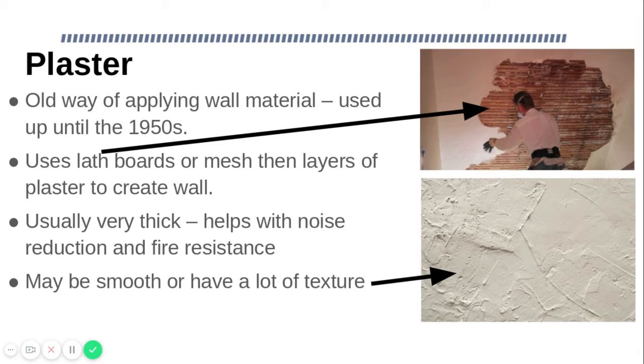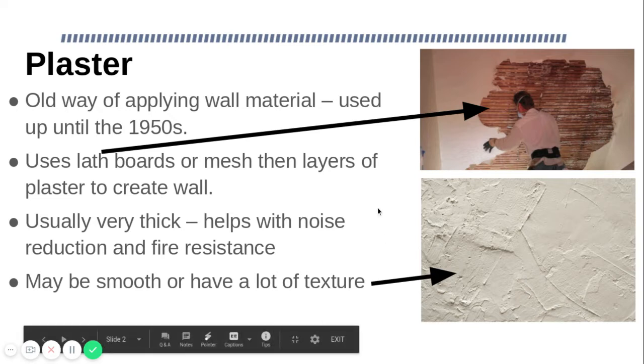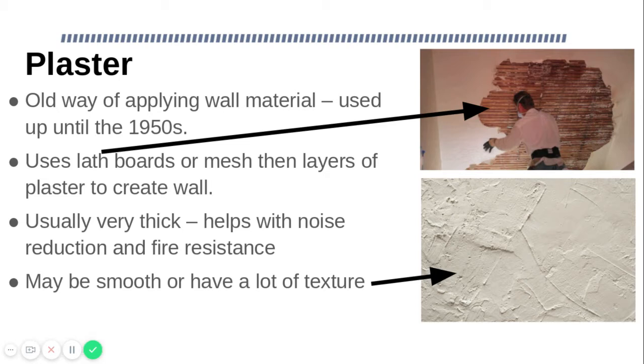So the way it's applied is you use lath boards, which are these little strips of wood in this picture, and then you layer the plaster on it, like smear it with a trowel on the wall, kind of like icing on a cake, if you want to think of it. It's very thick, and it's very helpful for noise reduction, and it is fire resistant. So those are very much positive.